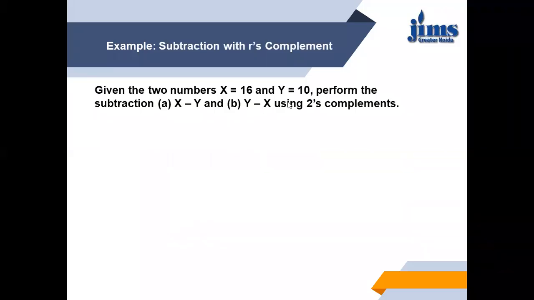Now suppose we have x equals 16 and y equals 10, both numbers given in decimal. Now perform the subtraction x minus y and y minus x using 2's complement. I'll dictate step by step, and you solve this question in your notebook. First of all, we have to convert x and y, that is 16 and 10, into binary numbers. So all of you please convert these numbers into binary.